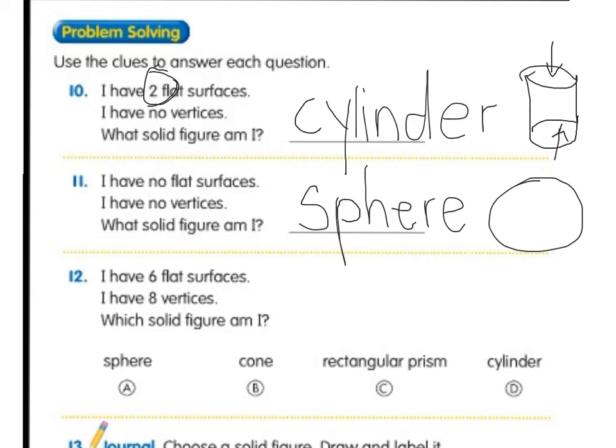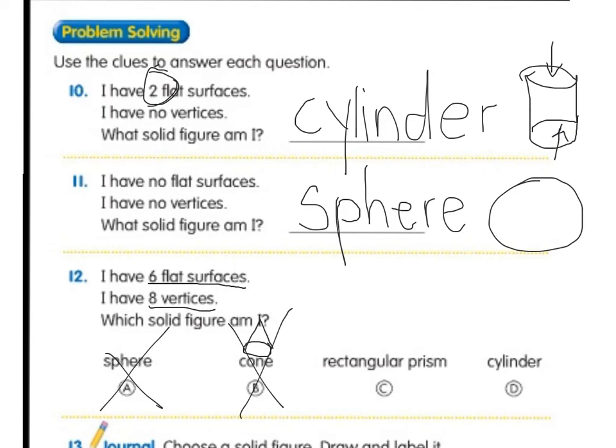And number 12, I have 6 flat surfaces. Whoa. And I have 8 vertices. Which solid figure am I? Looking at the list, the first one is sphere. We know that the sphere is not a possible answer. Okay? Cone. Cone has only one flat surface and only one vertice, so that cannot be it.